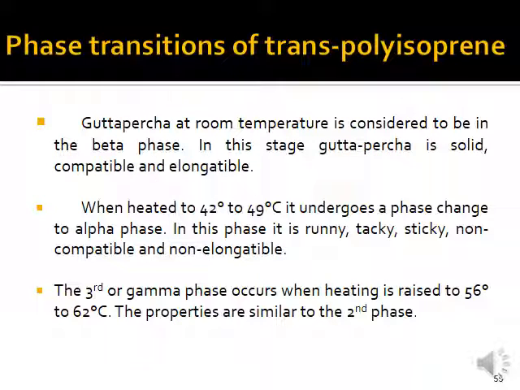Phase transition of trans-polyisoprene. Gutta percha at room temperature is considered to be in the beta phase. In this stage, gutta percha is solid, compactible, and elongatable. When heated to 42 to 49 degrees Celsius, it undergoes a phase change to the alpha phase. In this phase, it is runny, tacky, sticky, non-compactible, non-elongatable. The third or gamma phase occurs when heating is raised to 56 to 62 degrees Celsius. The properties are similar to the second.